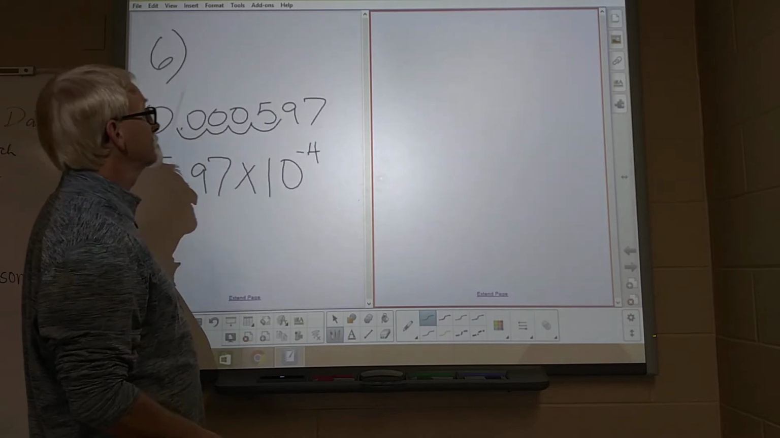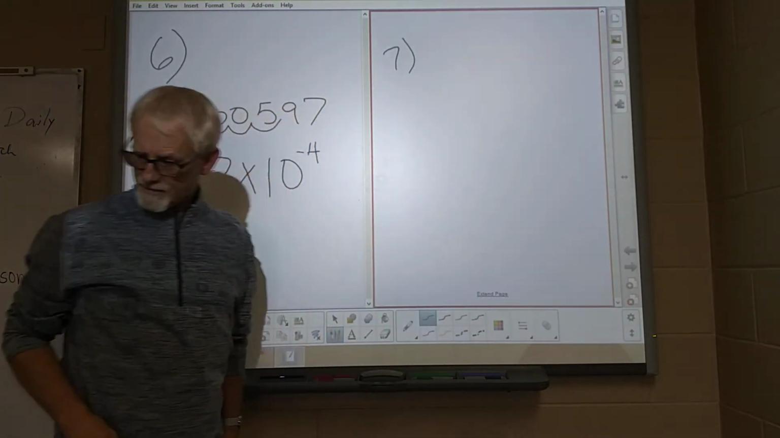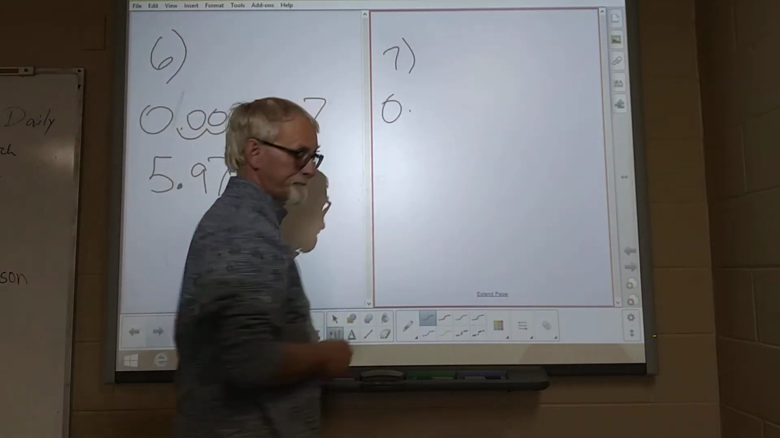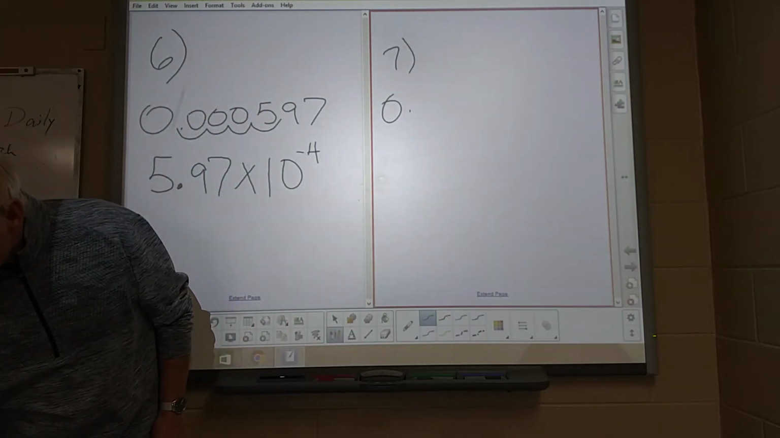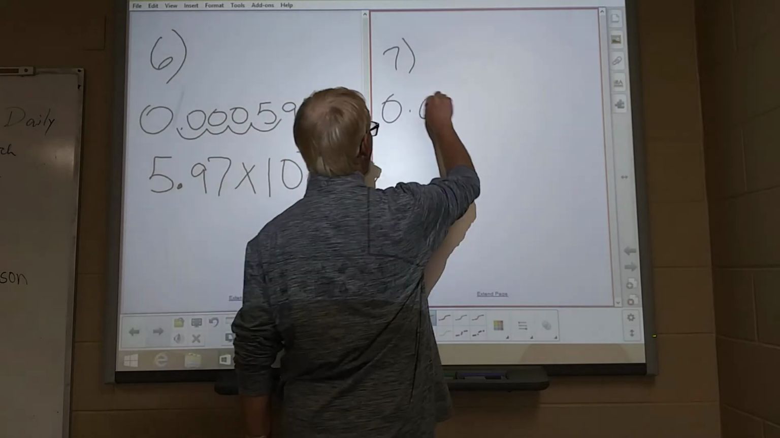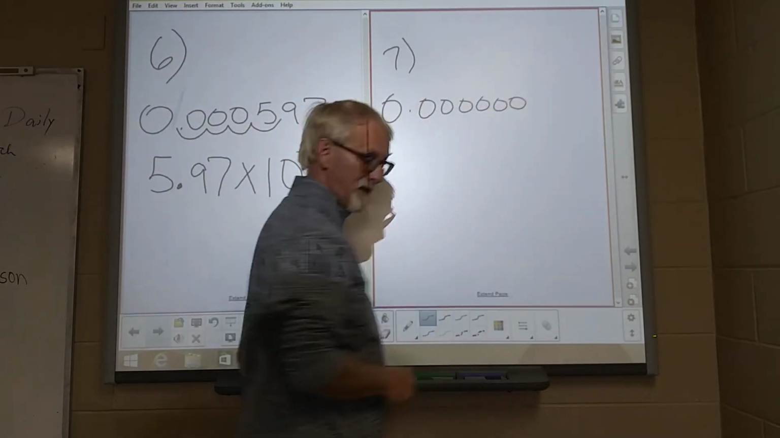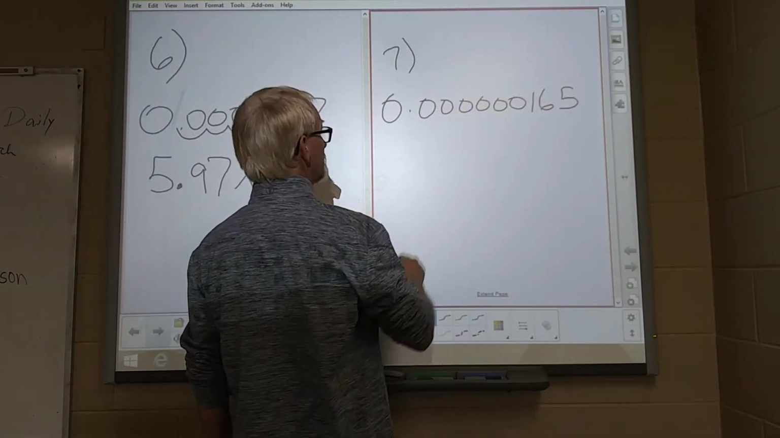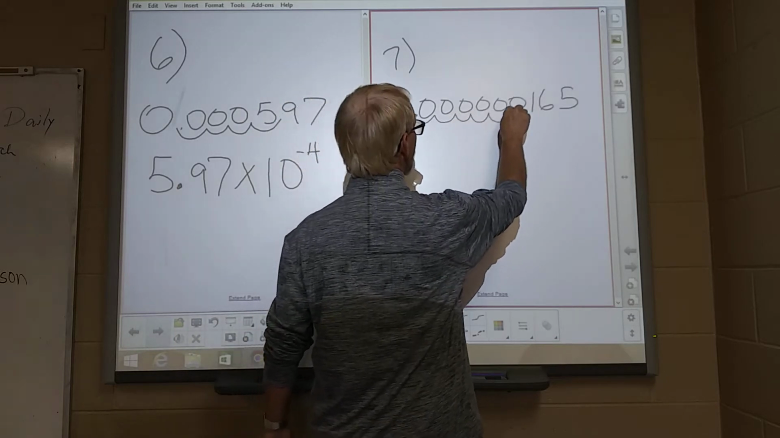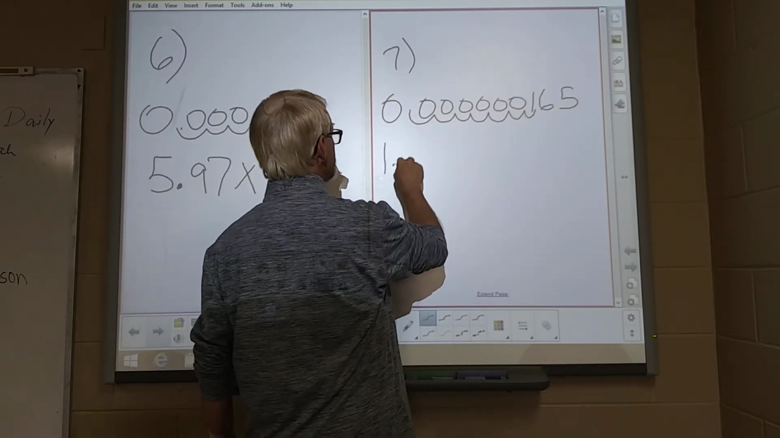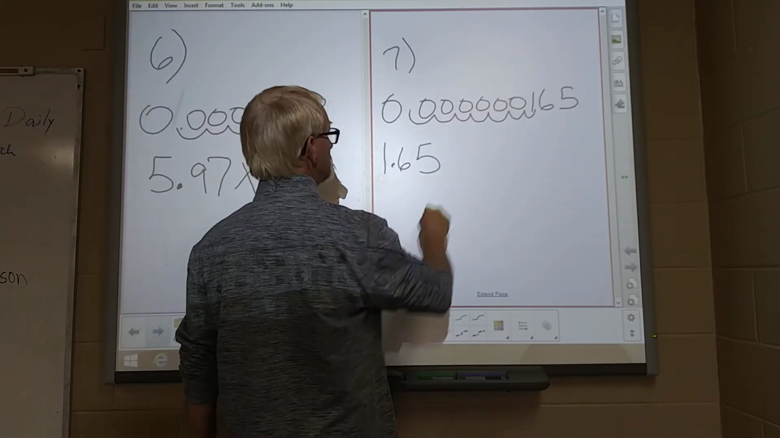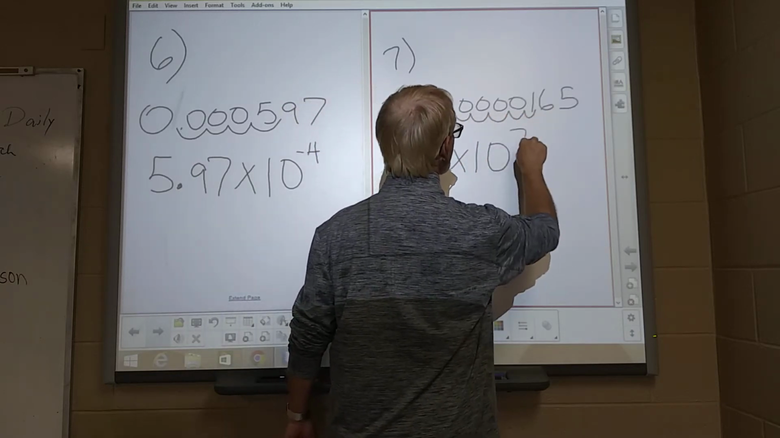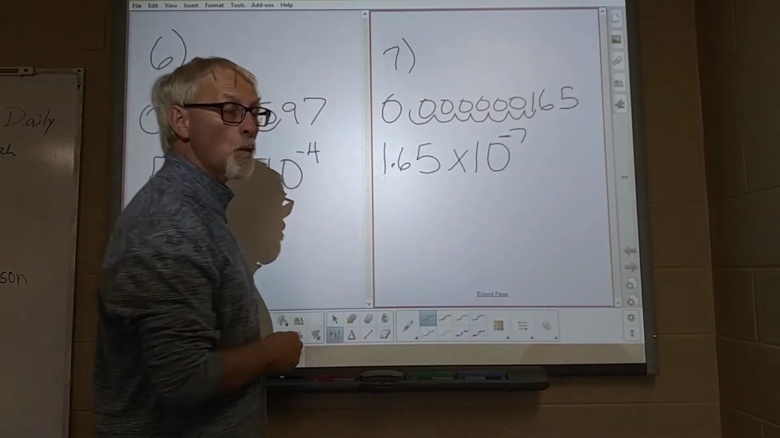And let's look at 7. 7, again, is something less than 1. So we have 0. How many zeros do you get? 1, 2, 3, 4, 5, 6. 6 zeros. And then a 165. And again, we're going to be moving it to the right. 1, 2, 3, 4, 5, 6, 7. There's your 1.65 times 10 to the negative 7th. And it has to be a negative because it is less than 1.